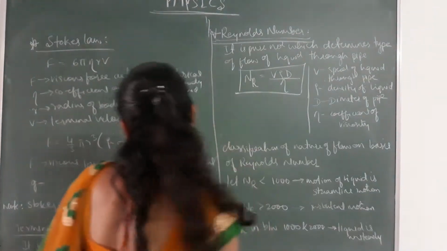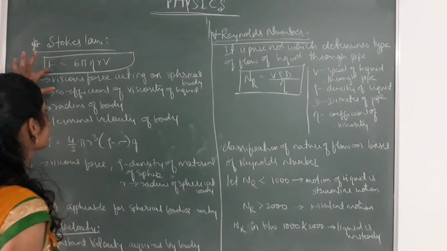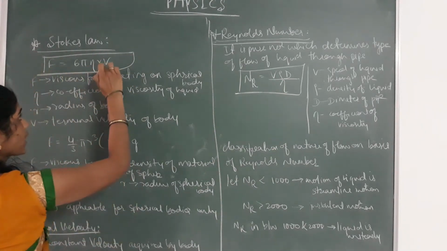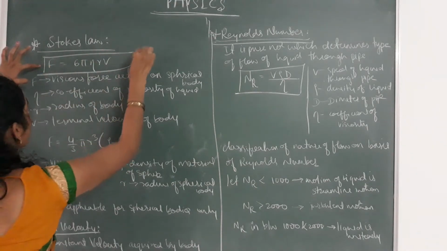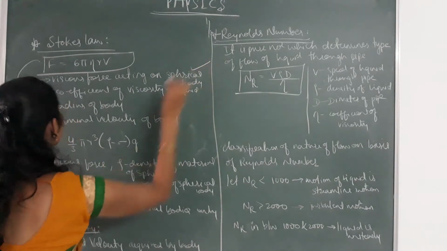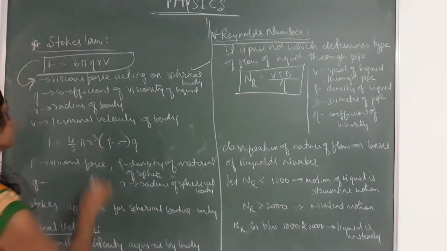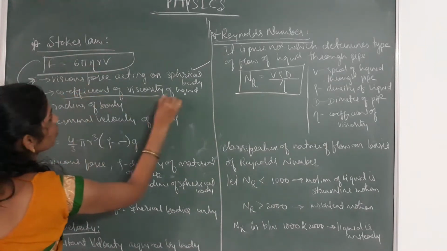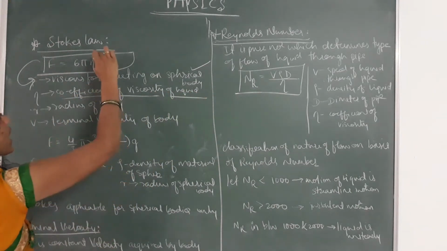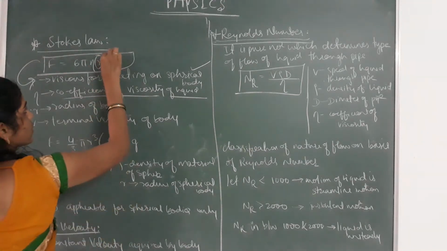As we know, Stoke's law is mathematically given by the formula F is equal to 6 pi eta r v, where F is the viscous force acting on the sphere, 6 is a constant, pi is a constant, eta is the coefficient of viscosity of the liquid, r is the radius of the body and v is the terminal velocity of the body.